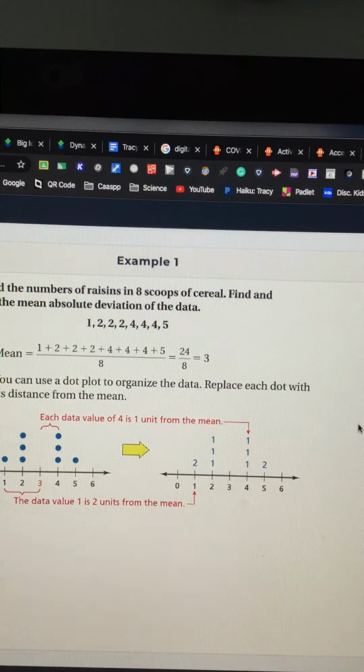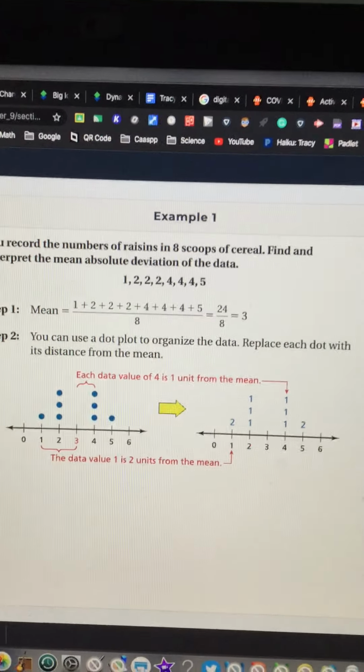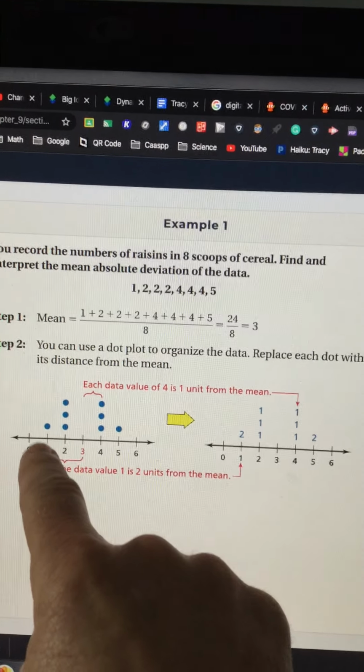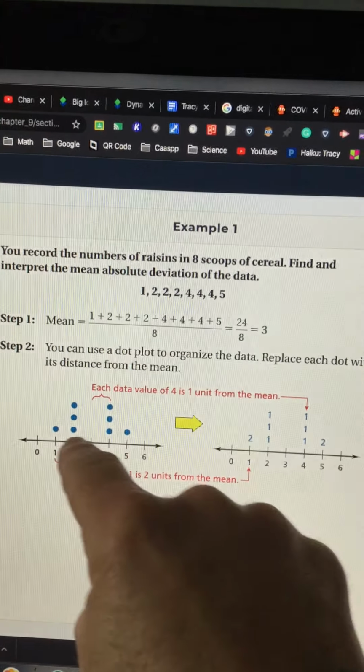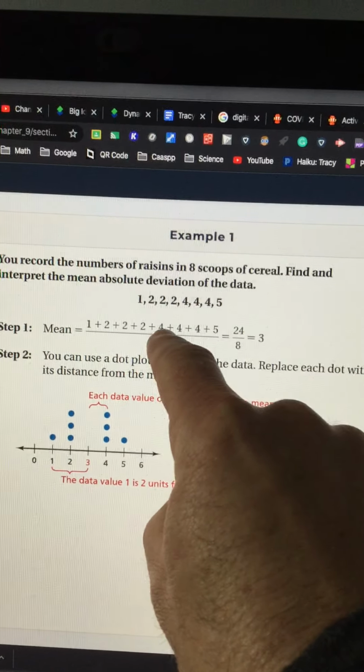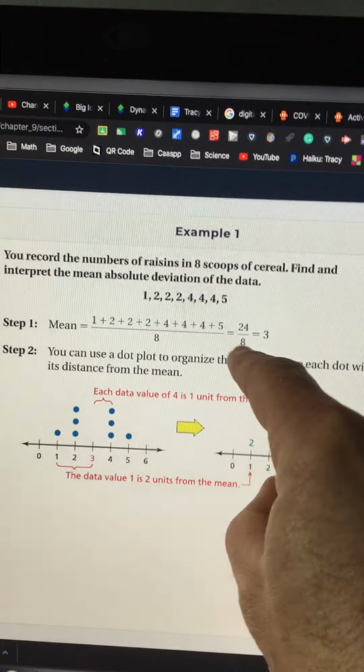So now what we have to do is we have to plot all of the data. So we had a 1, we had 1, 2, 3 2s, we had 1, 2, 3 4s, and we had a 5.